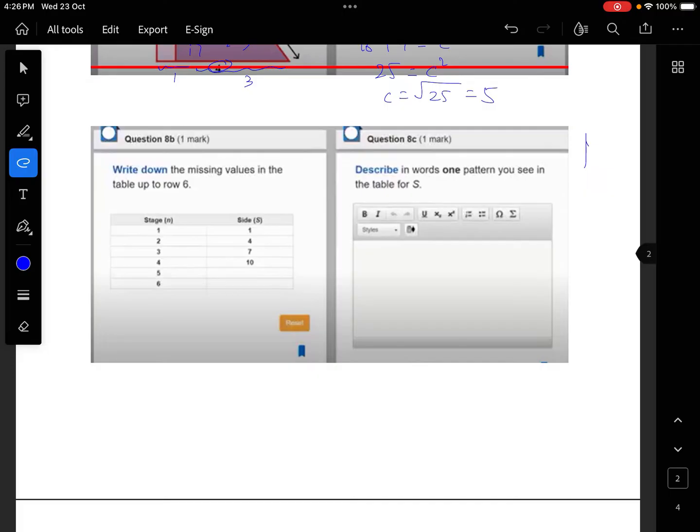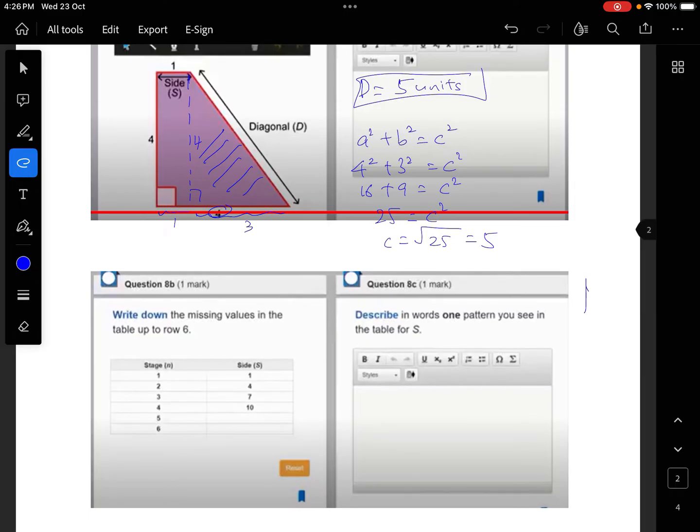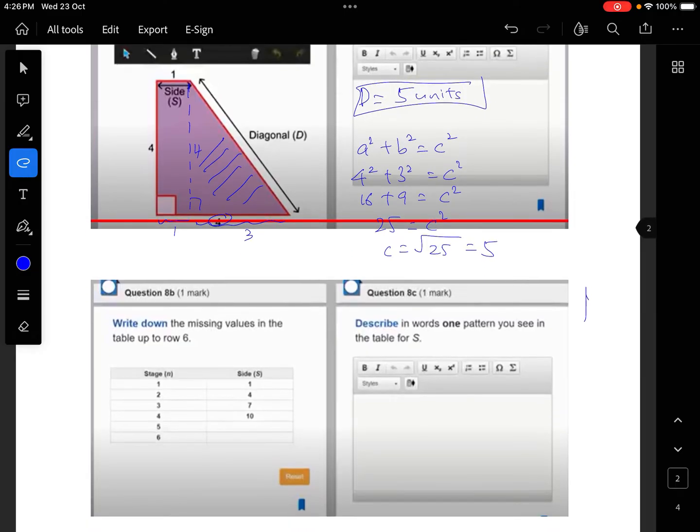It says write down the missing values in the table up to row 6. The questions are interconnected. If we look at the pattern in the table, in stage 1 the side length is 1 unit long. In stage 2, the side length, which is what we are looking for, will be 4 units, and it's pretty obvious that the pattern is just going up by 3 each time. It says describe, in words, so you have to write it in words as well.